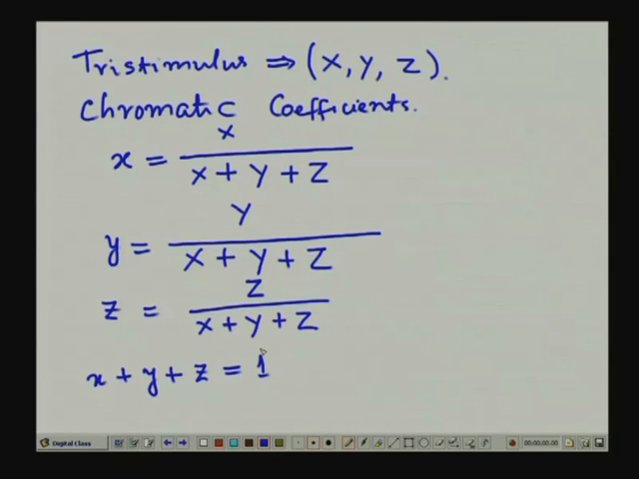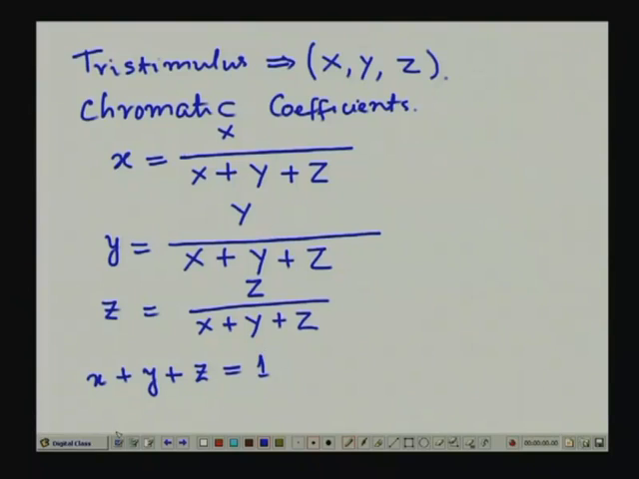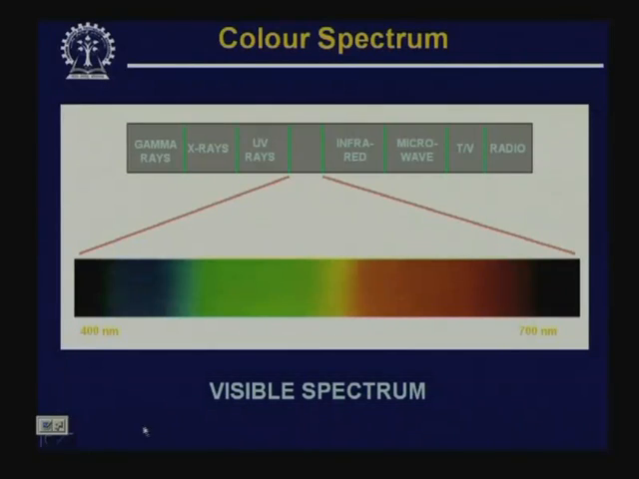So, as any color can be specified by its chromatic coefficients, in the same manner there is another way in which a color can be specified, that is with the help of what is known as a CIE chromaticity diagram. So, a color can be specified both by its chromatic coefficients as well as with the help of a chromaticity diagram. So, let us see what this chromaticity diagram is.